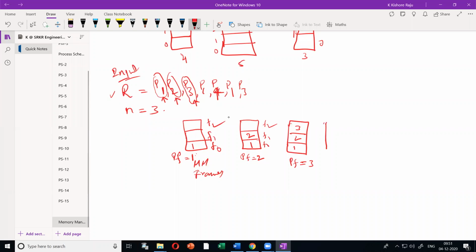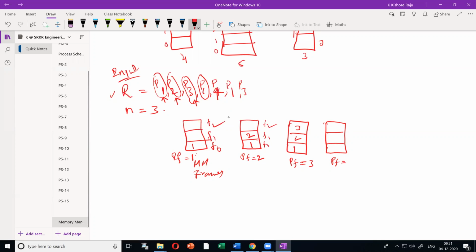Then I am requesting for P4. Sorry, P1. I am requesting for P1. What happens? Please, can anybody tell me what happens? Will a page fault be raised? Is a page fault raised?